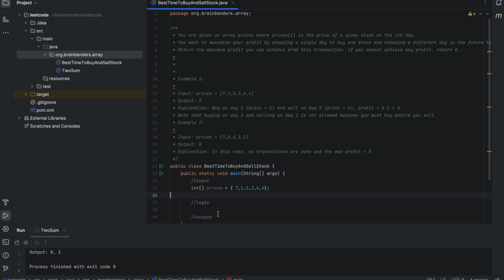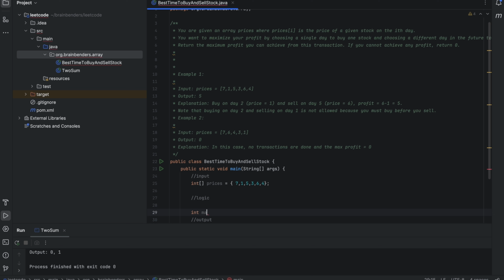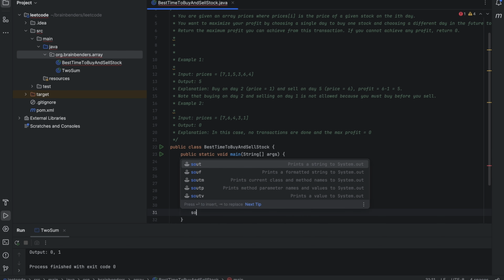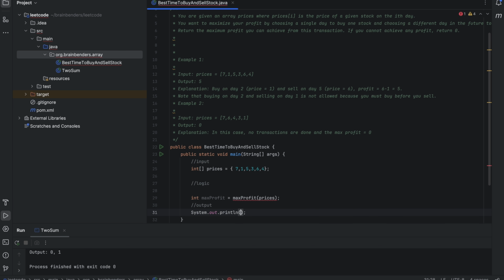And I'm expecting an output which is max profit. So let me do it like int maxProfit is equal to maxProfit, and I pass prices. All right. And then I will just print out the maximum profit.